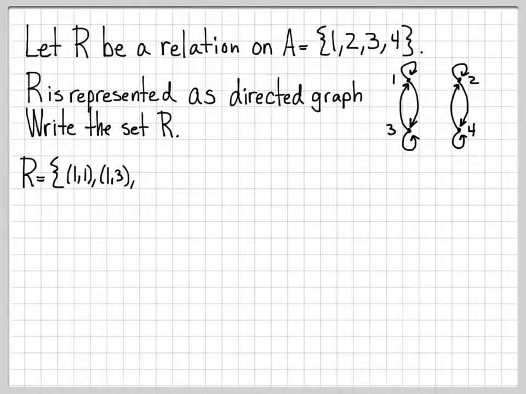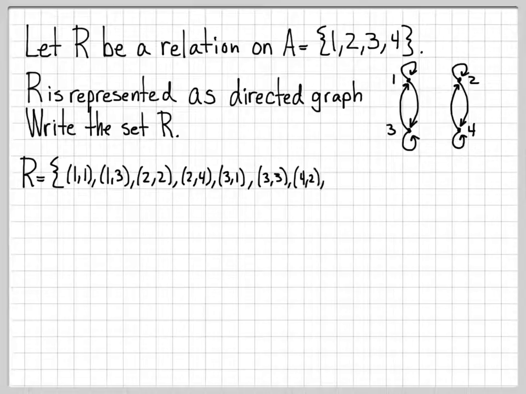So let's go to 2. Obviously, starting at 2, I can end up at 2 because of that self loop. I can also start at 2 and go to 4, so (2,4) is an element. And those are all the options for node 2. Node 3, I can go from 3 to 1. I can also start at 3 and come back to myself, so (3,3) is an element. That's it for node 3. And then finally node 4, I can go from 4 to 2. And also I can start at 4 and end up at 4, so (4,4) is an element. So this is the relation R. It consists of all these ordered pairs, and this is the relation as derived from the directed graph.